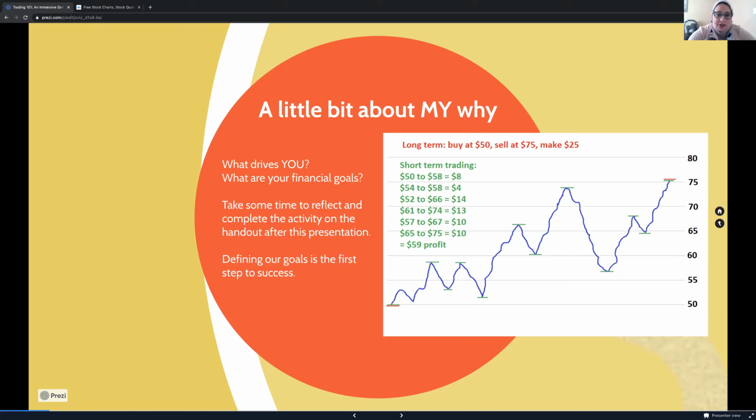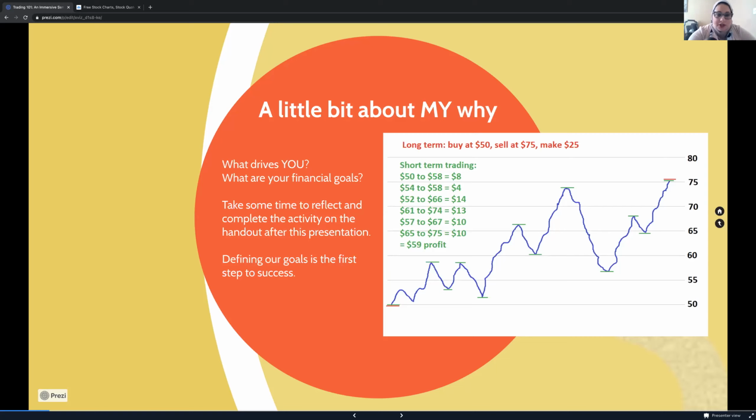Now, let's say you noticed that ABC did not have this straight upward trajectory from 50 to 75. You noticed that there were a lot of highs and lows in between that time, and you figured out, well, is it possible to take advantage of that volatility and turn this into a way to make some extra money, to build up that nest egg, to turn it into maybe a side income, a remote way of making money? Could I do that? And that's what trading is.